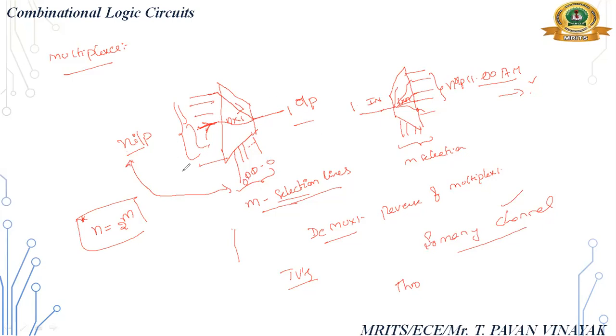This is the multiplexer and demultiplexer. Multiplexer means n inputs, one output. The n inputs are selected based on the selection lines. Demux is the reverse of the multiplexer.